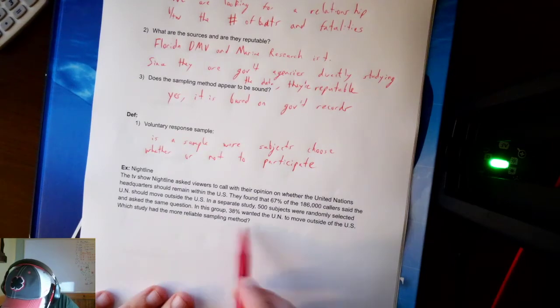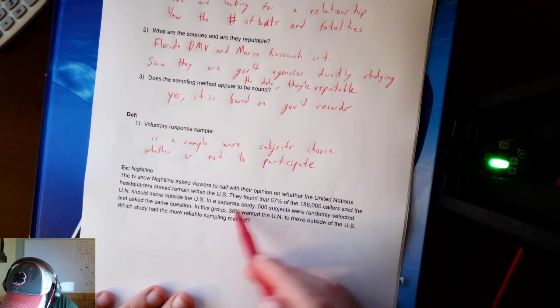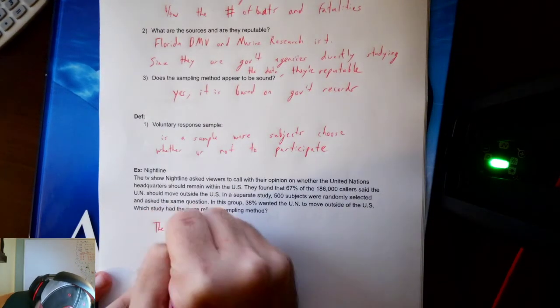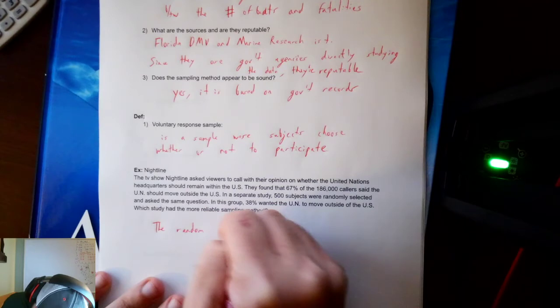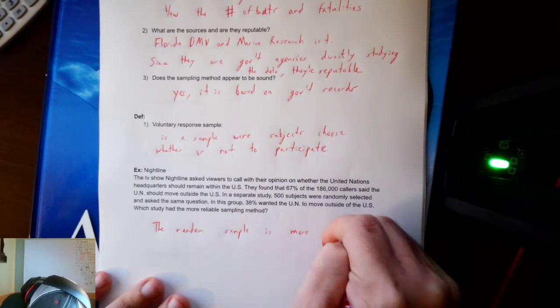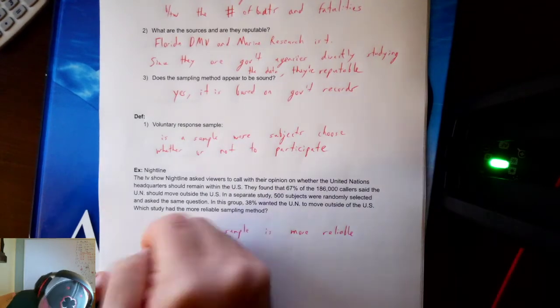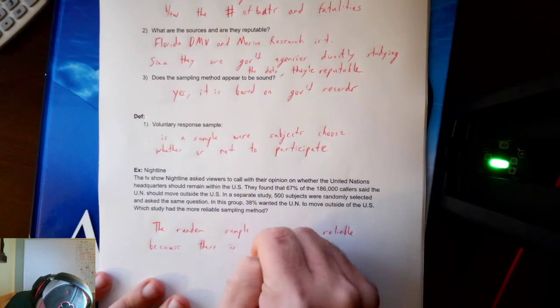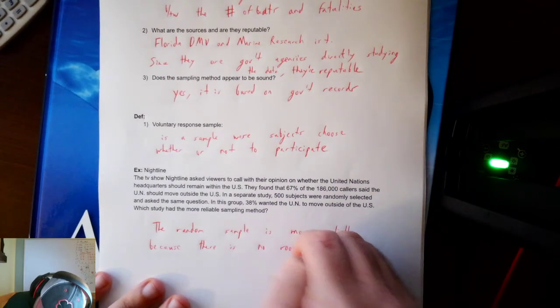Which study had the more reliable sampling method? Notice we got very different answers, didn't we? Which one would be more reliable, though? The call-in survey or the random one? Even though it's smaller, the random one will be more reliable. The random sample is more reliable because there is no room for bias.